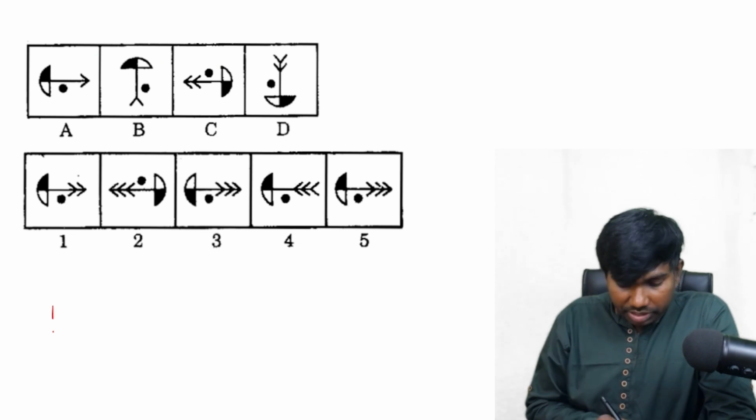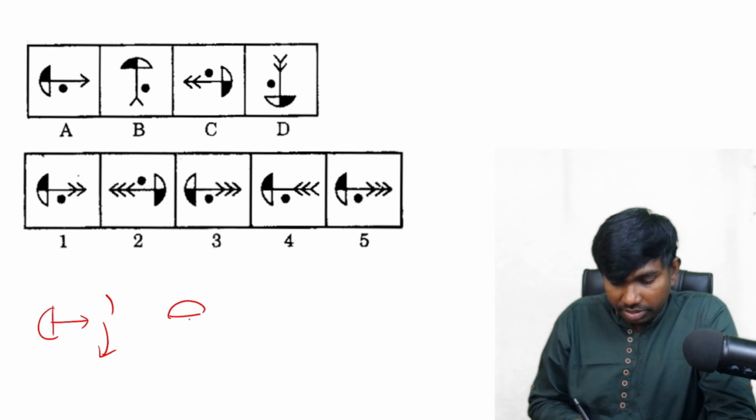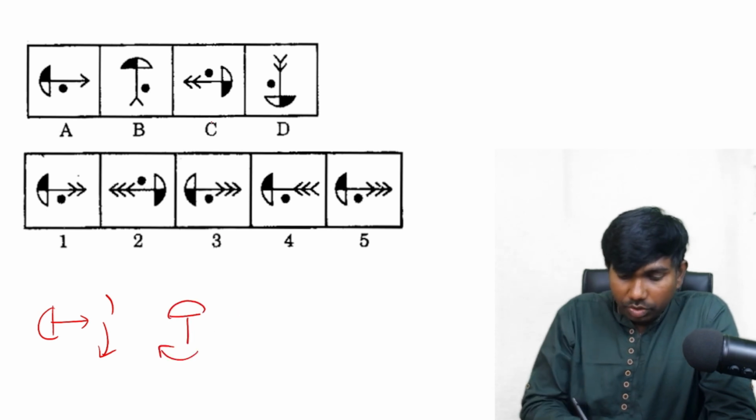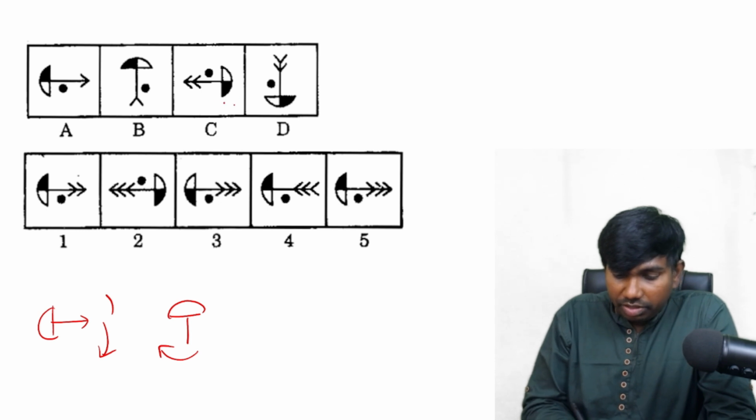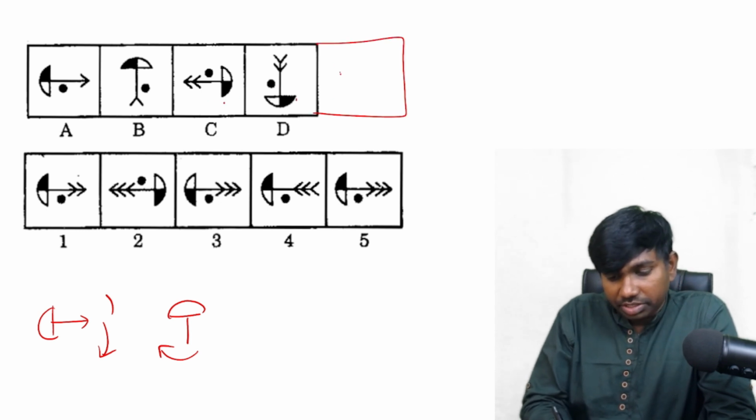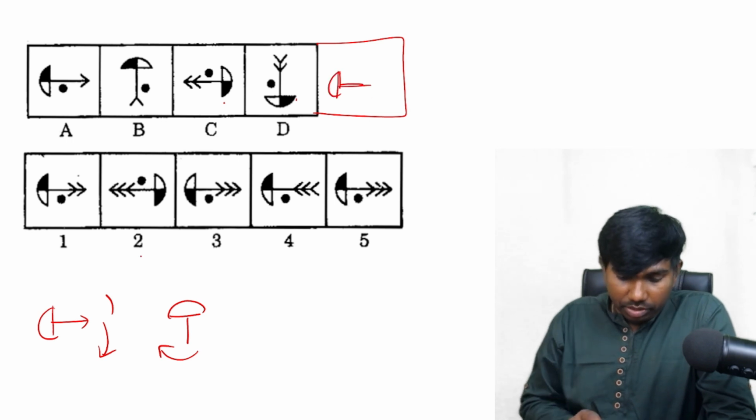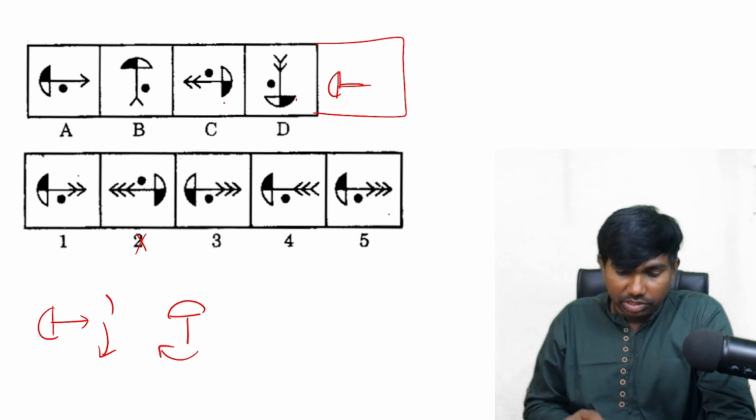Next one. Okay, this shape, if you rotate it clockwise 90 degrees, you will get this figure. And again, if you rotate it clockwise 90 degrees, okay, this figure. And if you rotate it clockwise 90 degrees, you will get this one. If you rotate it clockwise 90 degrees, we will get this figure, right? So this figure can be, but this figure cannot be, and the rest also can be.